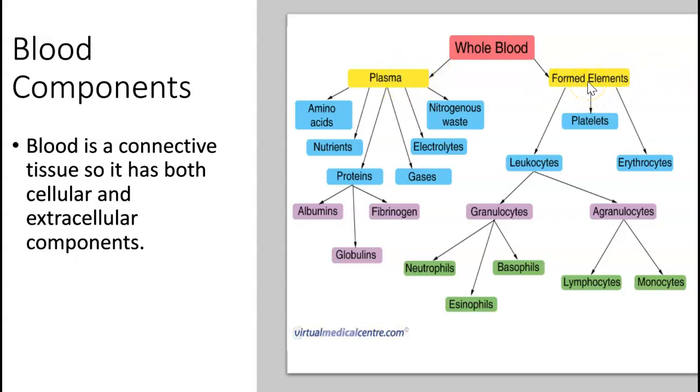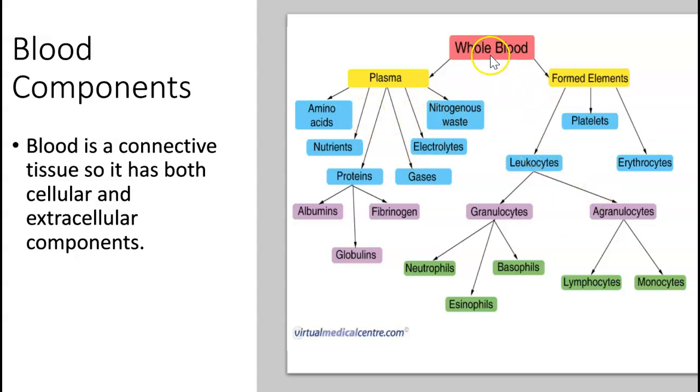The formed elements are the living cells, so that's going to include the platelets, the leukocytes, the erythrocytes. So erythrocytes stands for red blood cells, leukocyte stands for white blood cells. So the formed elements are the living cells. The plasma is the fluid that those cells float around in.